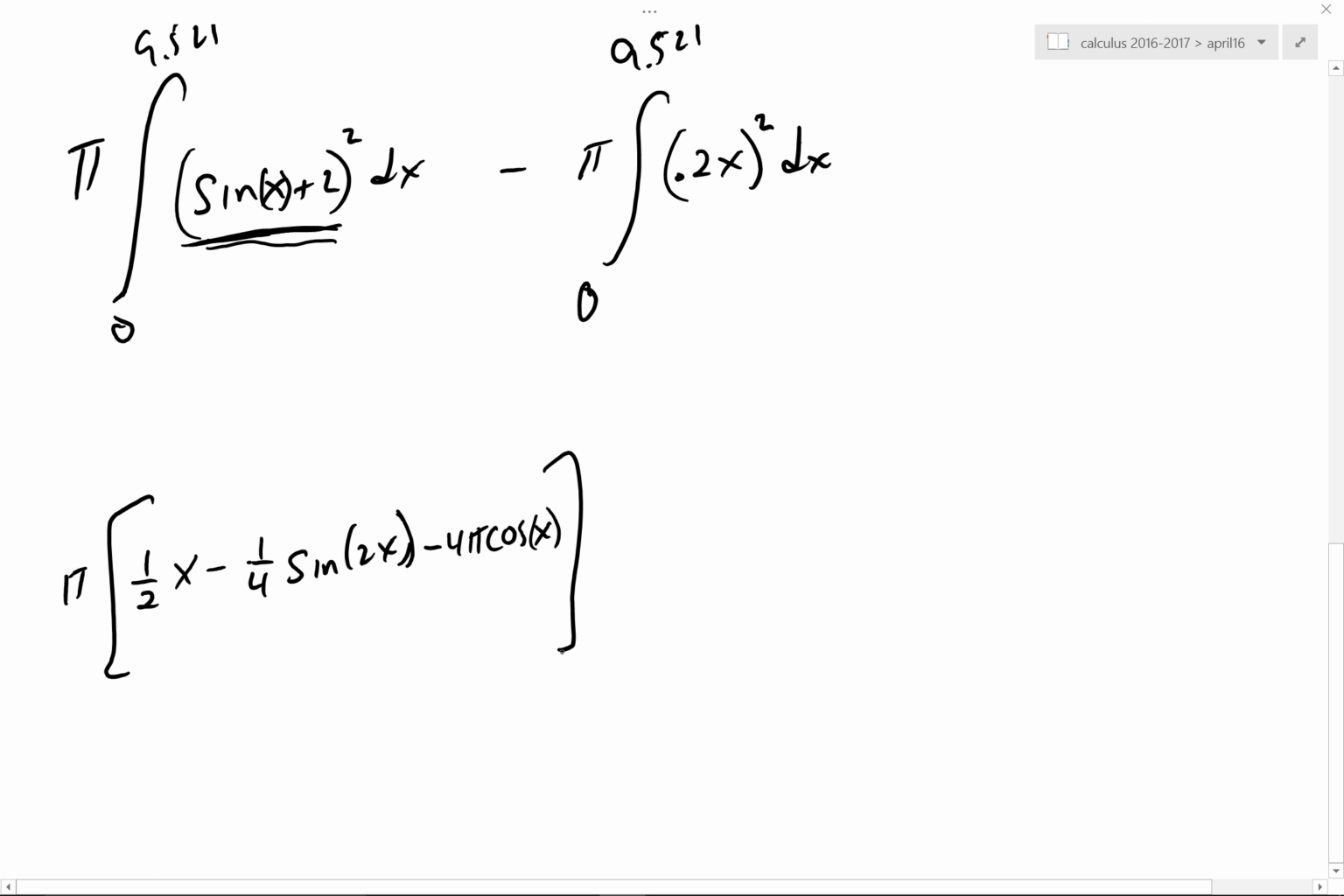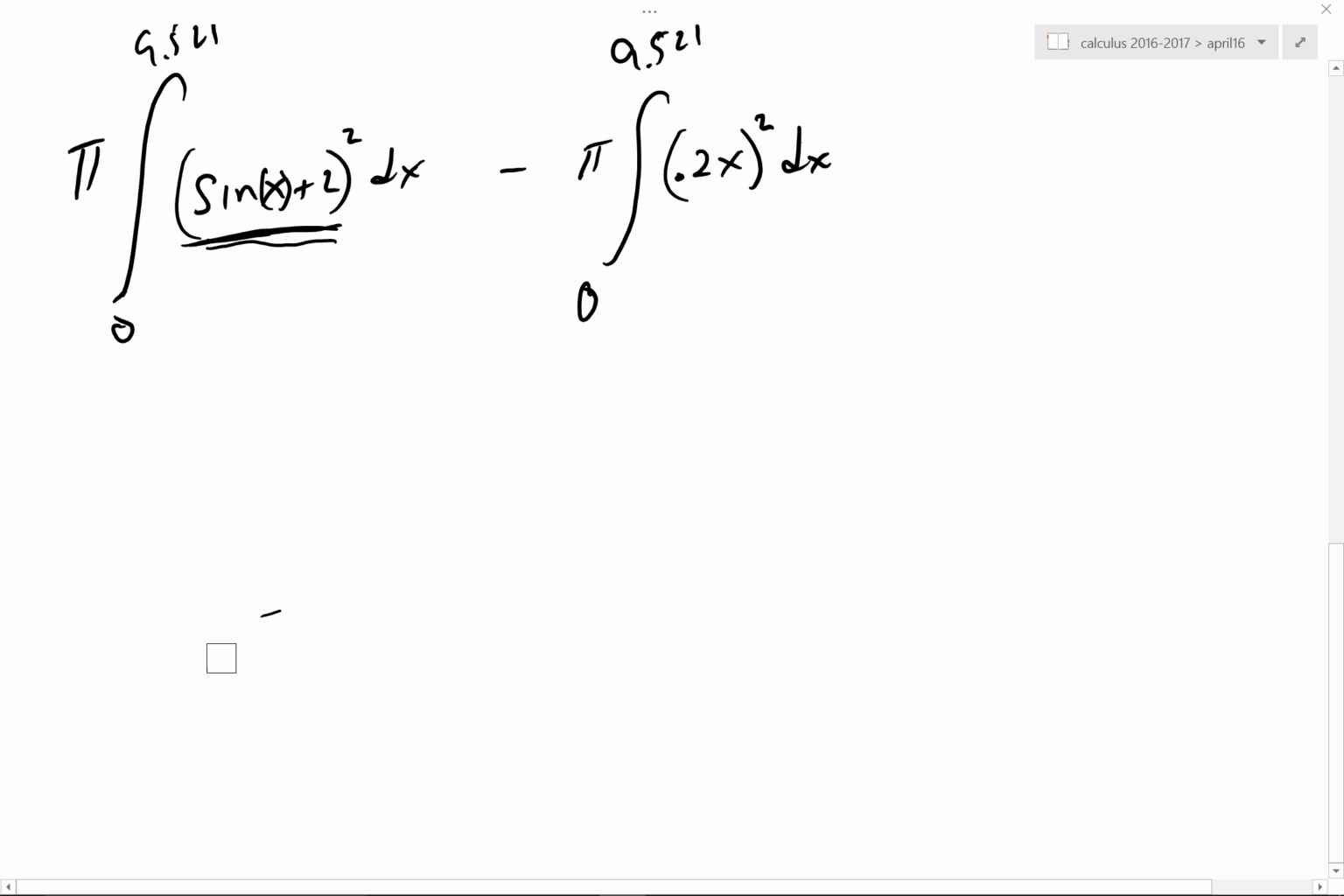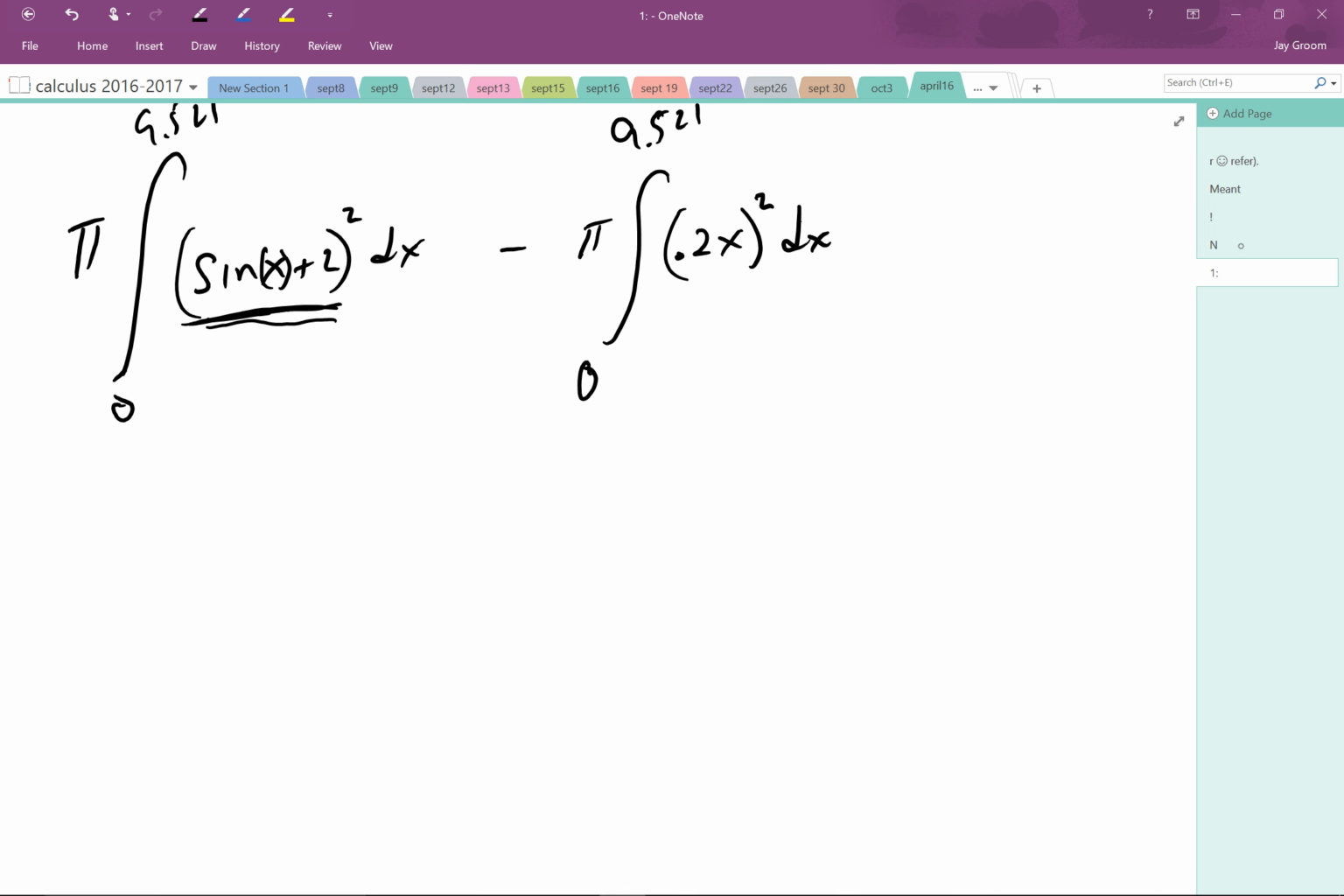This part here I have, don't I? Well, do you need the 4x too? Because if you distribute that, you get sine squared x plus 4 sine x plus 4, so you need the 4x too. Let's just start over. That was the second part of the problem. Let's go look at it.